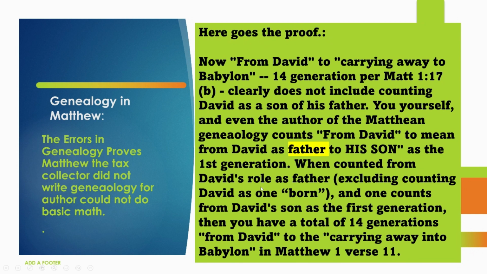Okay, when counted from David's role as father, excluding counting David as one born, and one counts from David's son, that was Solomon, as the first generation, then you have a total of 14 generations from David to the carrying away into Babylon in Matthew 1, verse 11.